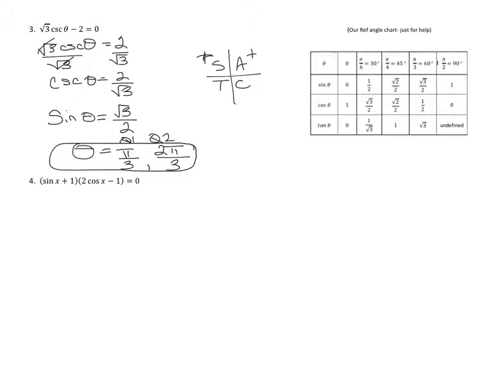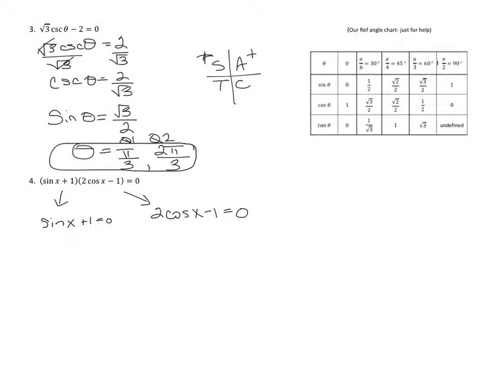Okay, for number 4, if you notice we have two things being multiplied that equal 0. So like we normally do with solving equations, we know that we can set each of the factors equal to 0 and solve. So I'm going to set sine of x plus 1 equals 0. And I'll set 2 cosine of x minus 1 equal to 0. So we just solve both of these, and our answers all together will be my solution for the problem.